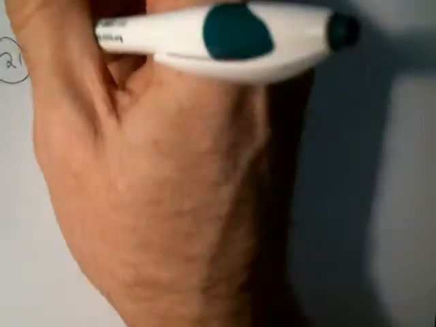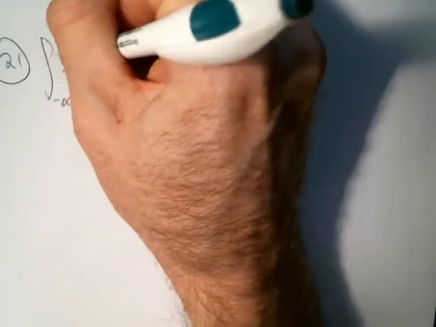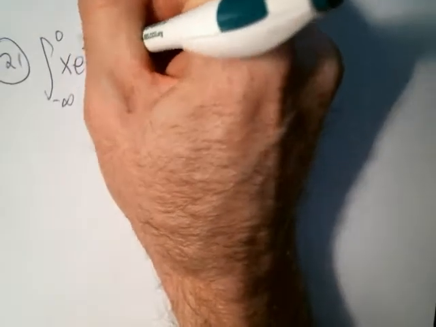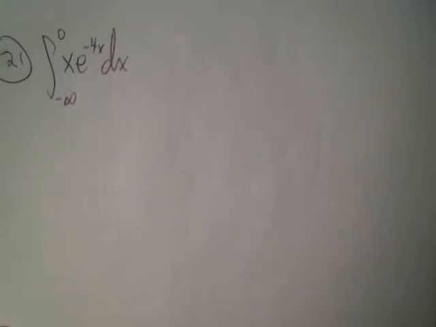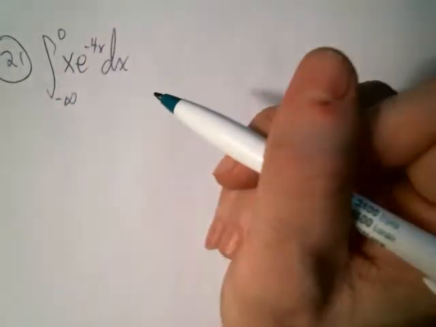So let's look at a nasty one here. I'm almost getting shaky thinking about it, right? Here's 21. Oh no, it's going to be hard. Anyways, negative infinity to 0, we have x e to the negative 4x dx. So the big red flag here is the negative infinity on the bottom side.